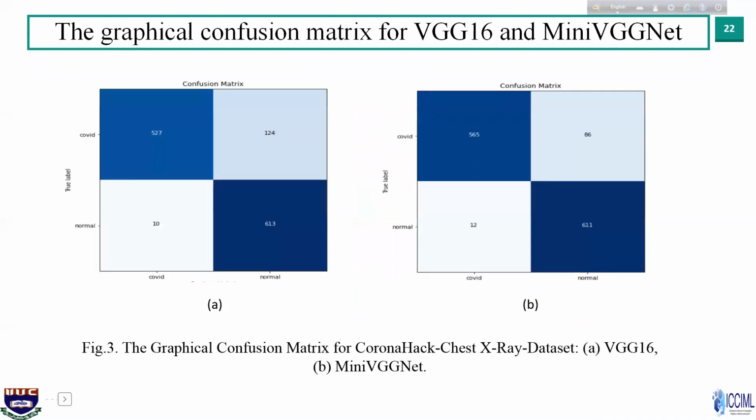Here is a graphical confusion matrix for VGG16 and MiniViTNet. It is shown that the true negative and false negative values for VGG16 are 124 and 10 respectively, whereas the true negative and false positive values for MiniViTNet are 86 and 12 respectively. From this data, we can see that MiniViTNet reduced the true negative rate with respect to the VGG16 model. That means MiniViTNet predicts non-COVID pneumonia a little bit better than the VGG16 model.